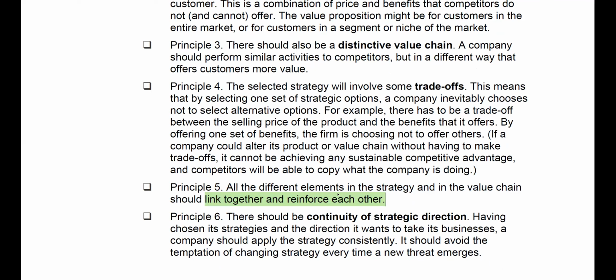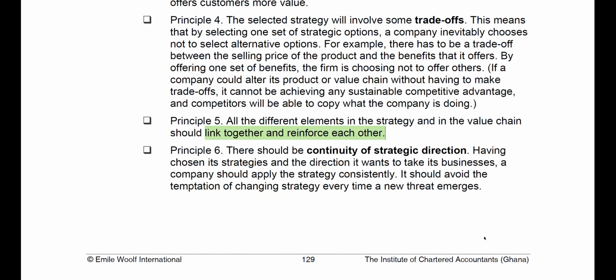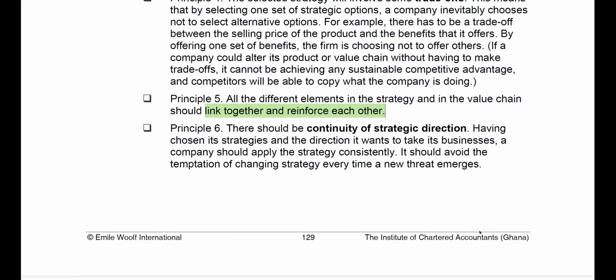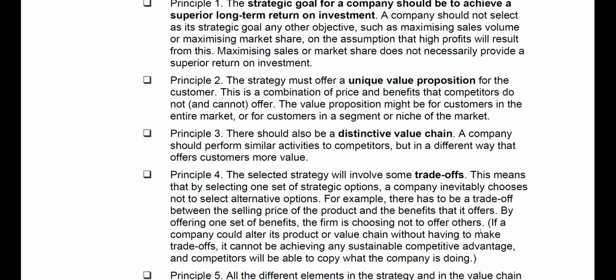So once synergy is created, there should then be the sixth principle, which is what? The continuity of your strategic direction, your strategic scope, how you want to grow, right? So having chosen your strategies and then the direction you want to take to succeed in your business, you should apply the strategy consistently. It's not about you doing it once, but you being consistent. If you keep doing it, you should emerge as successful. So it should avoid the temptation of changing strategy every time a new threat emerges. So it is not about just changing your strategy when a new threat arises, but being consistent.